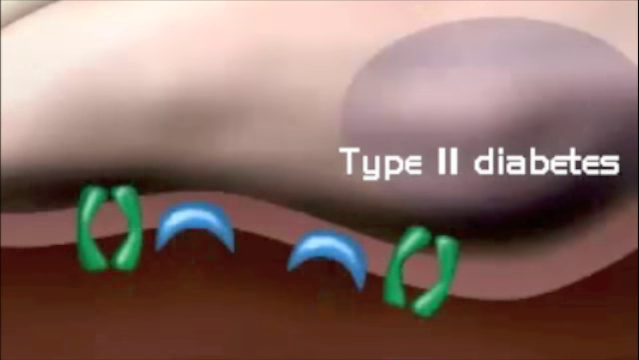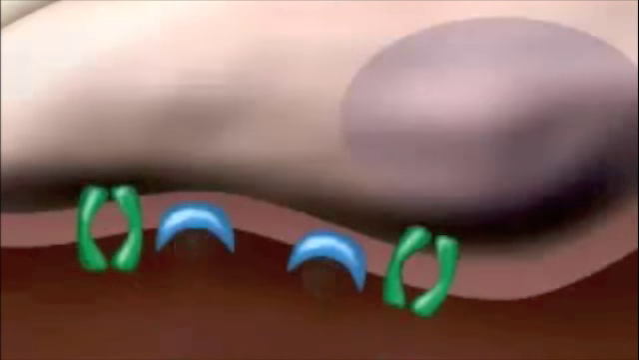In type 2 diabetes, insulin is produced by the beta cells and also binds with the receptor. However, glucose is not able to pass through because the channels won't open.